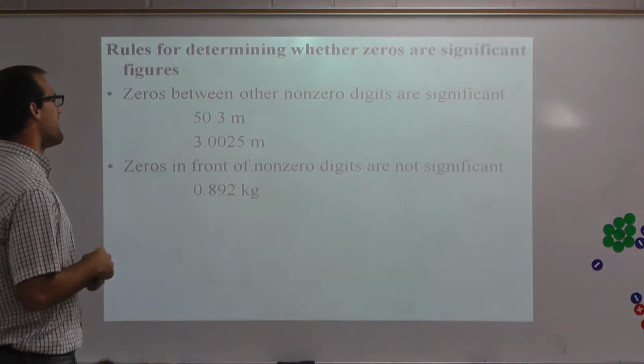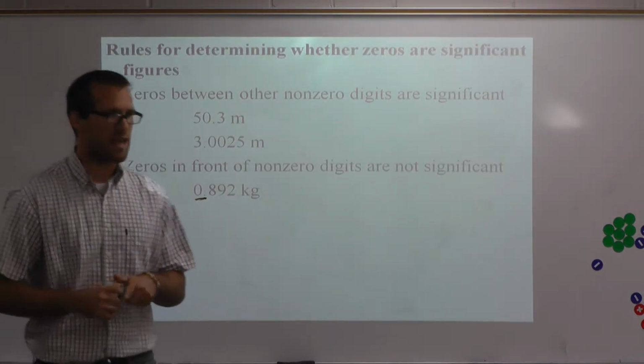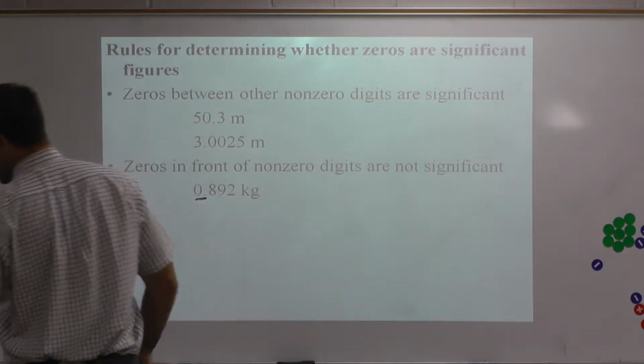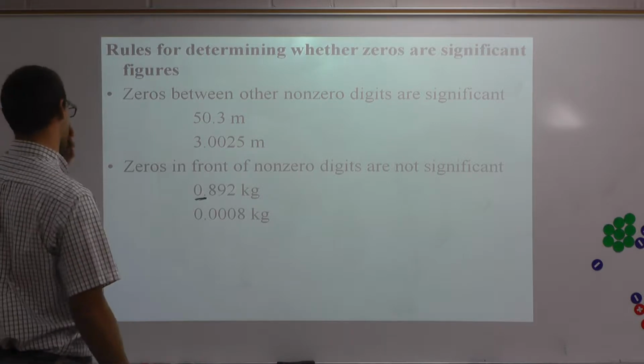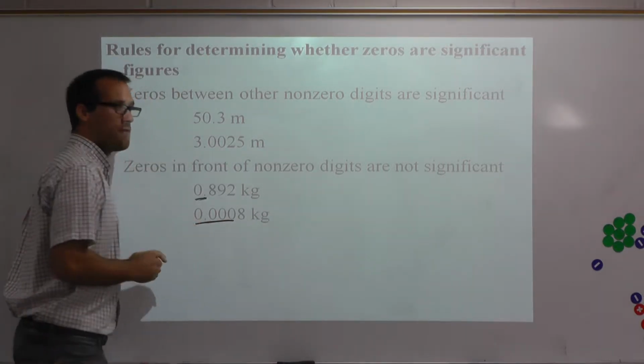Now, this 0 is not significant, although can we just get rid of it? No, you can't. Well, how about the next one? No, you can't, because it's not the decimal.